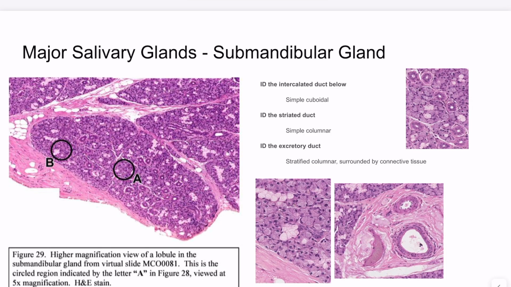All right, okay, back to it. Here we have the submandibular glands. Identify the intercalated duct below. Intercalated duct is the first duct, and we can see one here. You have simple cuboidal. They drain to striated ducts, which are simple columnar. There's a bunch of them here. Overall, we know that they're larger than the intercalated ones, and we've really only been shown cross and longitudinal sections of these too. Then we have the excretory duct, and you can see one here, stratified columnar surrounded by connective tissue.